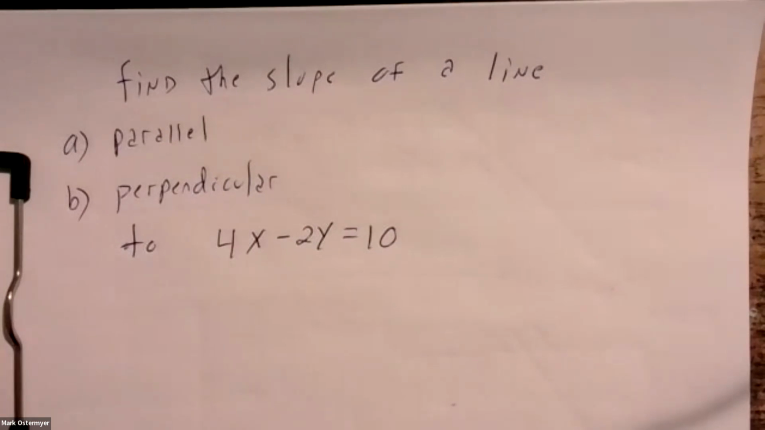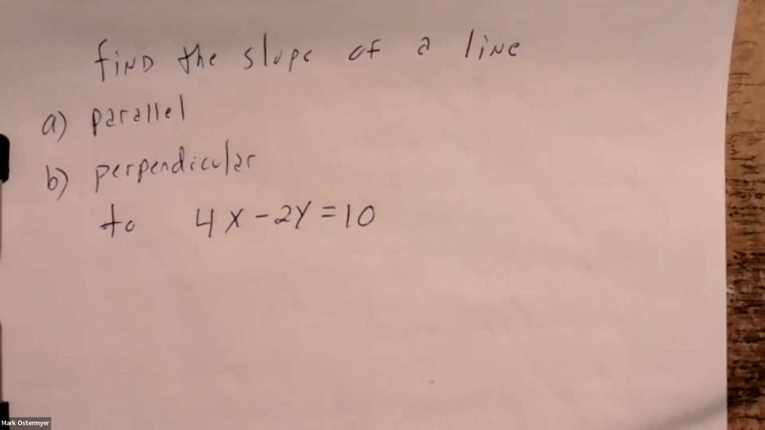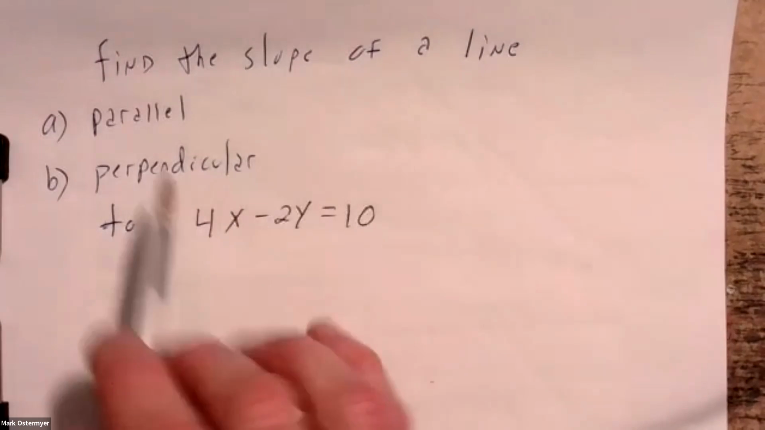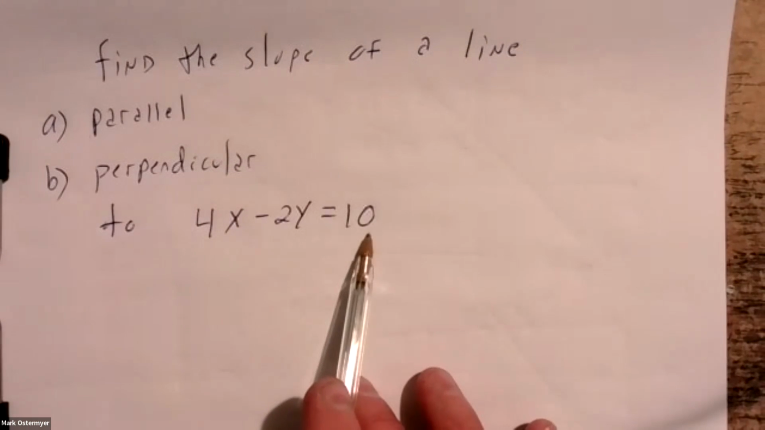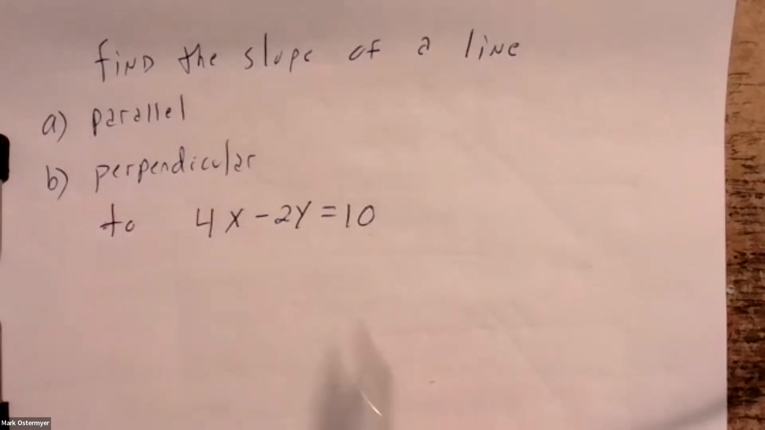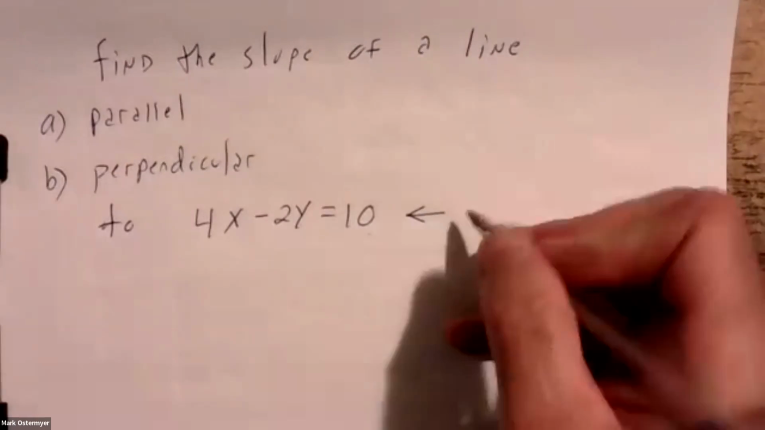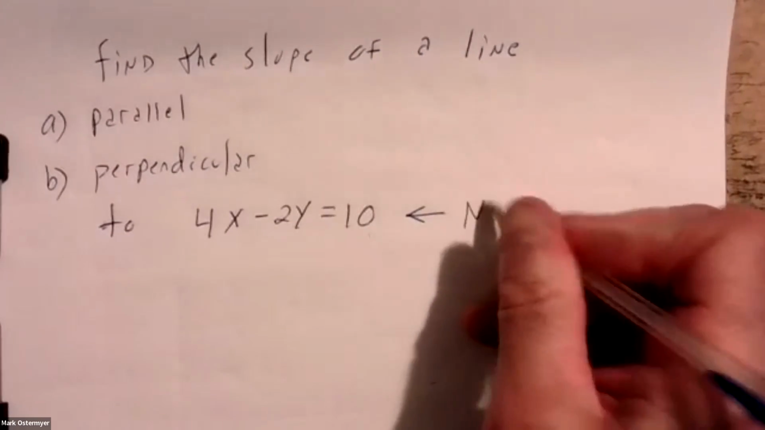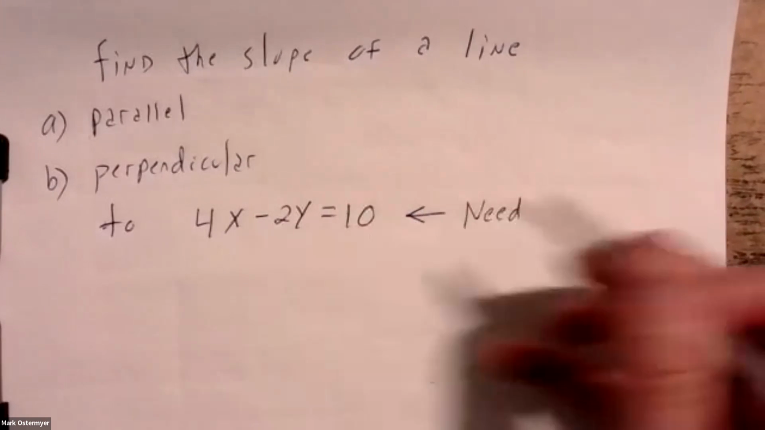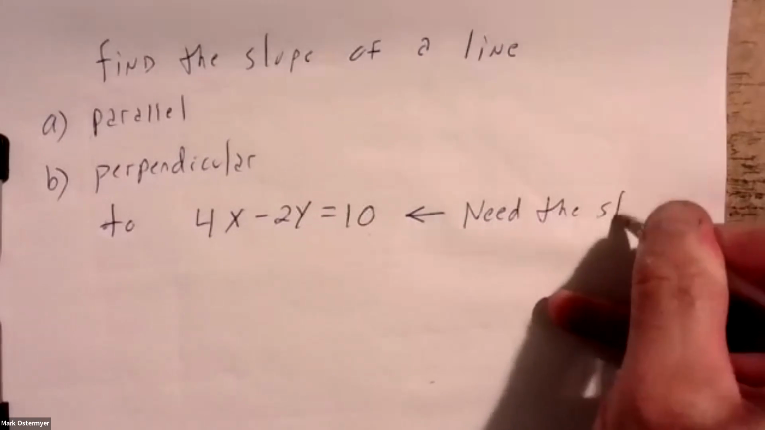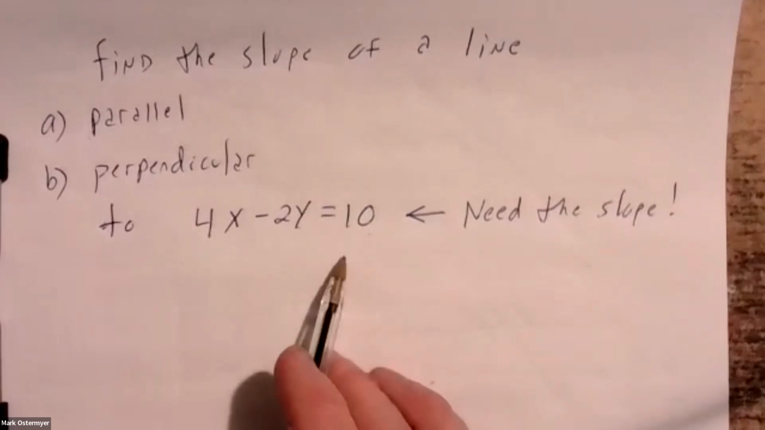This is a typical problem you'll run into on ALEKS. Find the slope of a line that's parallel to this linear equation, and perpendicular to this linear equation. What do you think the first thing we need to do? What do we need to find out first? Anybody? We need the slope of this line. We got to have the slope of this line.